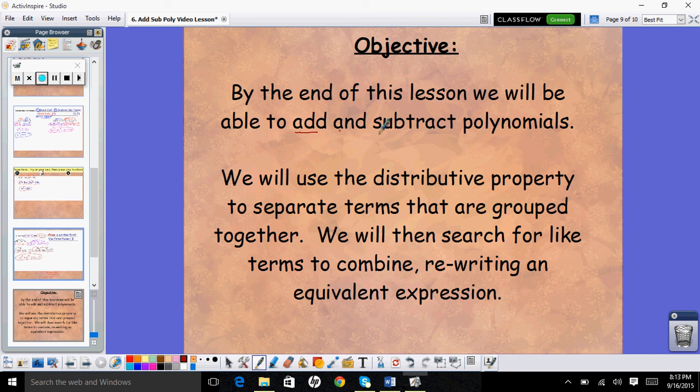We now know how to add and subtract polynomials. We had to use the distributive property to separate terms that were grouped together. This is our breaking out step. Break out. We then search to combine like terms by finding common bases with the same exponent, and finally rewrote it as a simplified equivalent expression.